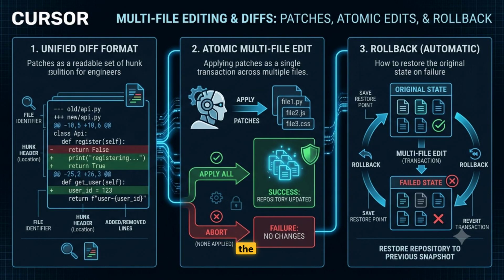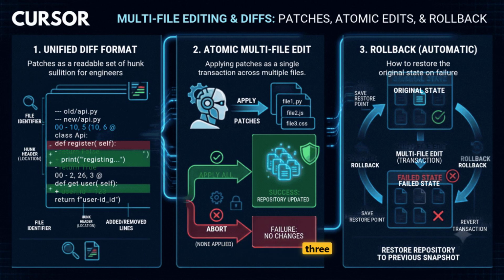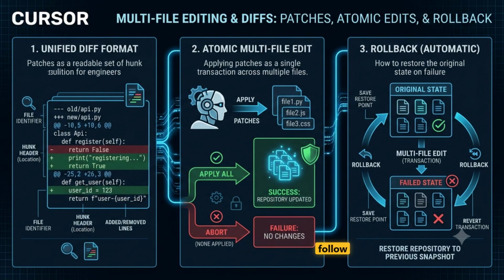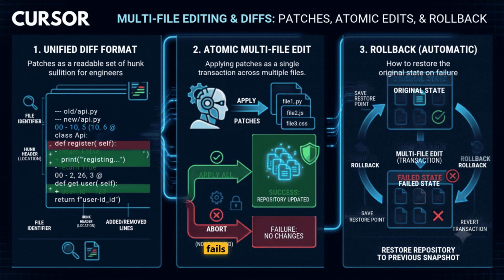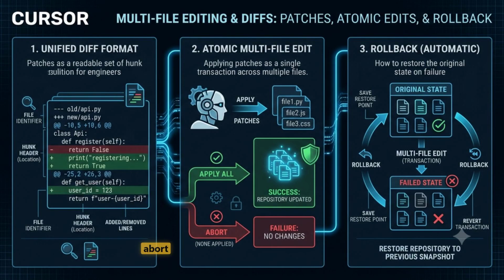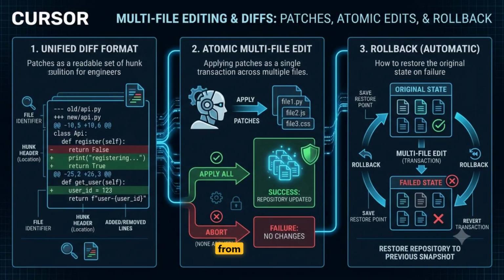Shift your focus to the center panel showing atomic multi-file edits, where the agent submits edits for file 1, file 2 and file 3 together. If every single hunk validates, follow the green arrow to apply all, committing the transaction and updating the repository cleanly. But if even one line fails to match, follow the red abort path down to failure, where 0 changes hit disk on the right panel under automatic rollback. The system uses saved restore points to loop back from a failed state to the original state. All edits succeed together or none apply at all.